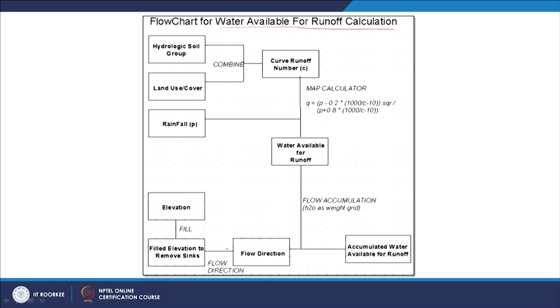Now, how will you calculate the availability of water for runoff accurately? You have to bring in the hydrologic soil groups as one of the inputs, the land use land cover map, and rainfall precipitation data, and all these will be combined. Then you will have the curve number, the SCS method, and then you will have the water available for runoff. Your elevation, that is a digital elevation model, fill depression, sinks, flow direction, which is also combined, and finally you come to the accumulated water available for runoff. So, these calculations are very important from a flooding or other modeling point of view.